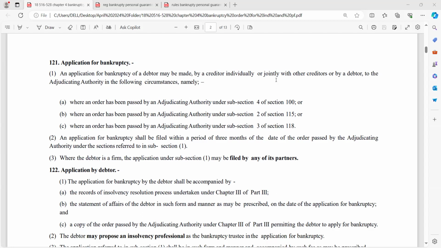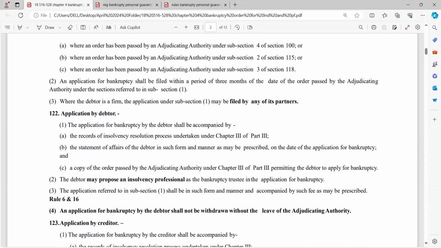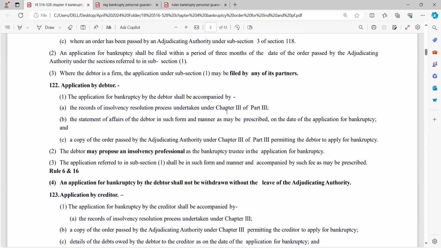Now section 122, application by debtor. So when the debtor files the application, what are the documents he will enclose? The application for bankruptcy by the debtor shall be accompanied by the records of insolvency resolution process undertaken under chapter 3 of part 3, the statement of affairs of the debtor in such form and manner as may be prescribed on the date of the application for bankruptcy, and a copy of the order passed by the adjudicating authority under chapter 3 of part 3 permitting the debtor to apply for bankruptcy.